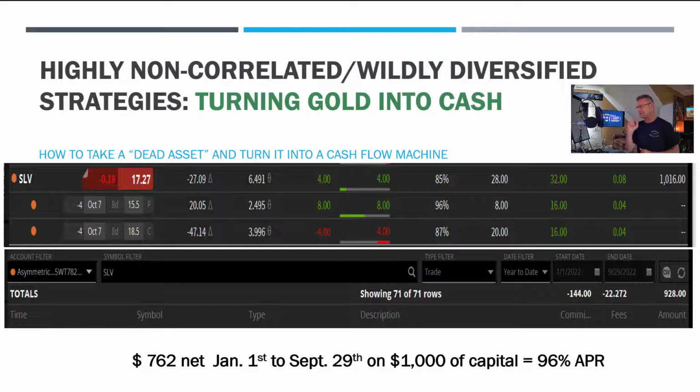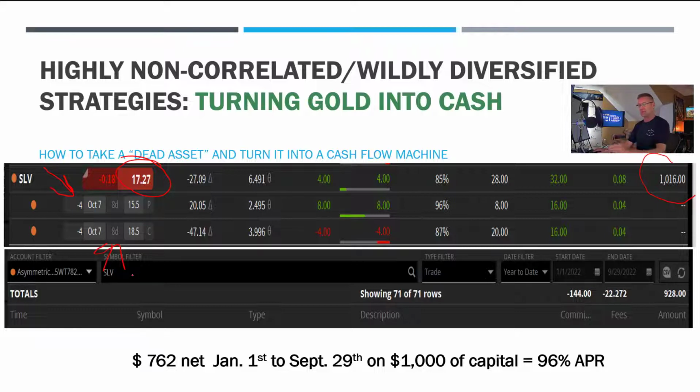It's on silver. You can see a couple of numbers here. You can see that I've got roughly $1,000 tied up in this trade. Let me grab some areas to make some notes here. About $1,000 tied up in that trade. You can see it is a credit strangle. Silver right now is trading for $17.27. It is basically a week out. We've got 8 days to expiration here, you can see.